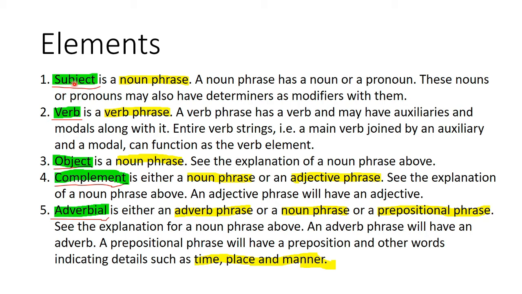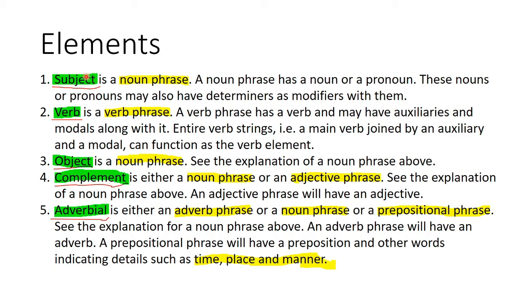Keep in mind that subject and verb are 2 essential elements of a clause or a single clause sentence. If either of them is missing, it will not be considered a clause. Rather, it will be considered a phrase. So how many types of phrases do we have? We have 5 types of phrases: a noun phrase, a verb phrase, an adjective phrase, an adverb phrase, and a prepositional phrase.